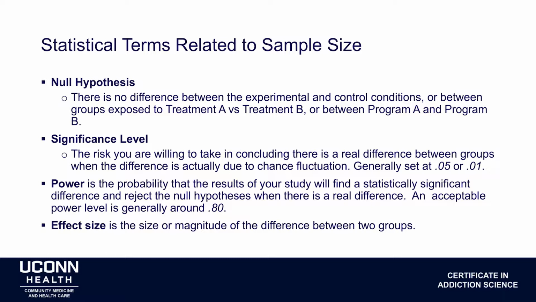Power is the probability that the results of your study will be statistically significant, and you will reject the null hypothesis when there is actually a real difference. The power level is set in advance. It's usually around 0.80, but if you want to be more conservative, you can change it depending on the risk that you're likely to take.